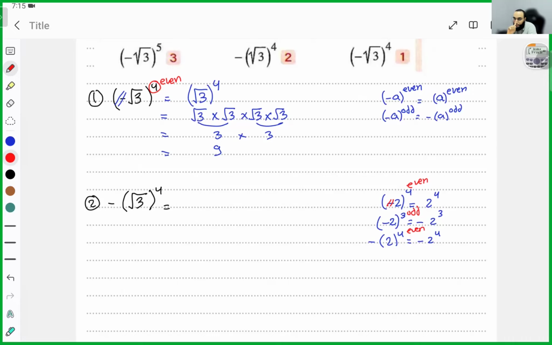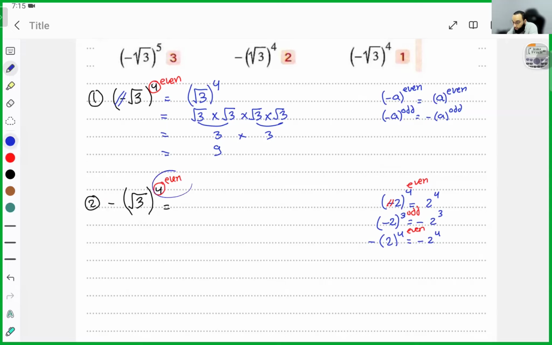One case only. What is this case? The negative is inside the bracket and the bar is what? Even. Is the negative sign inside the brackets or outside the brackets? Outside. If it is outside, we cannot delete it.